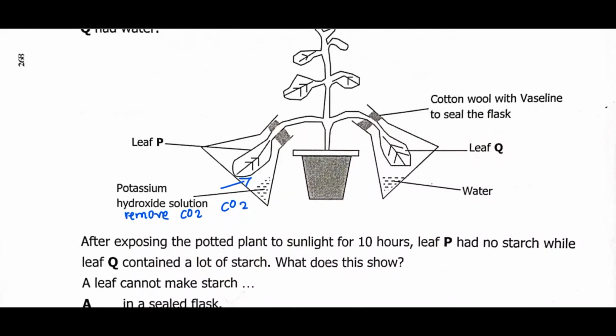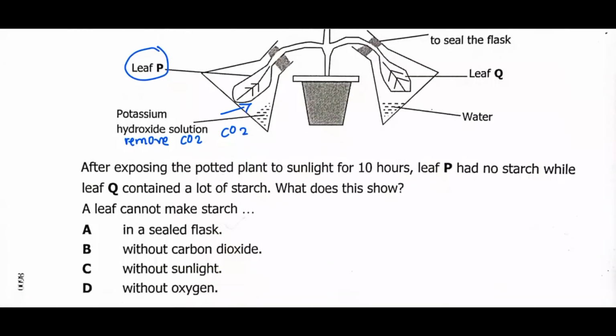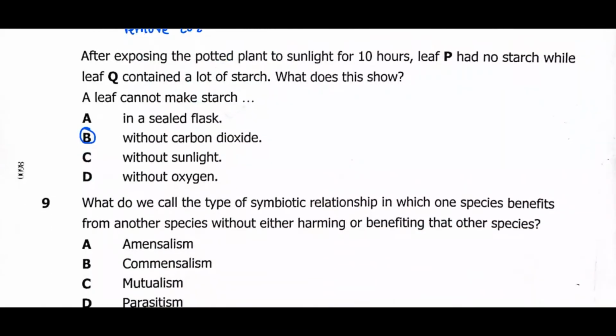Now let's look at the question. After exposing the potted plant to sunlight for 10 hours, leaf P had no starch, while leaf Q contained a lot of starch. What does this show? Remember, we said here under leaf P we cannot expect to have starch because there is no carbon dioxide, and carbon dioxide is an essential requirement for photosynthesis to take place. So the answer here is B. A leaf cannot make starch without carbon dioxide.